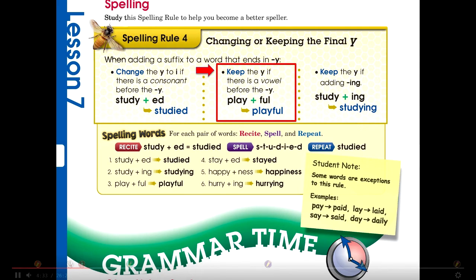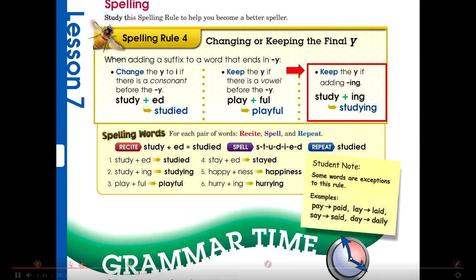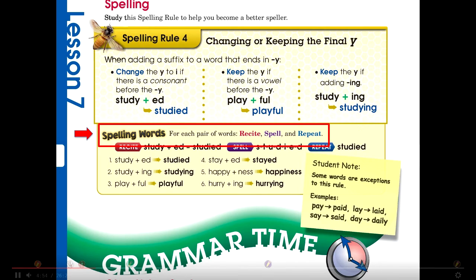When adding a suffix to a word that ends in Y, keep the Y if there is a vowel before the Y, as in the example, playful. When adding a suffix to a word that ends in Y, keep the Y if adding ing, as in the word studying. Now let's review our spelling words.